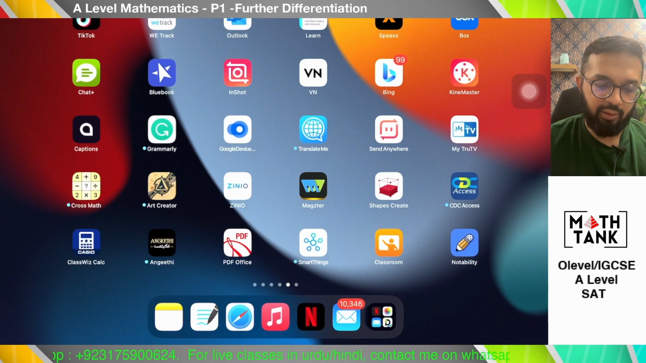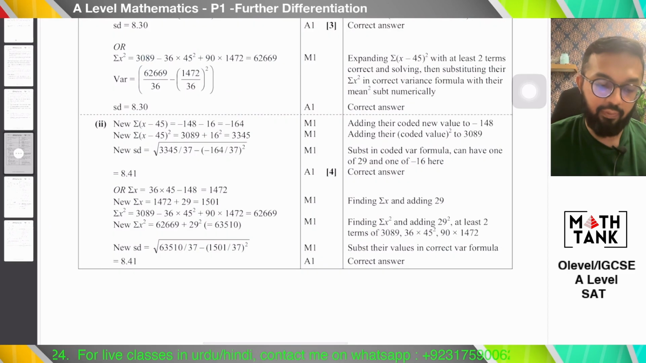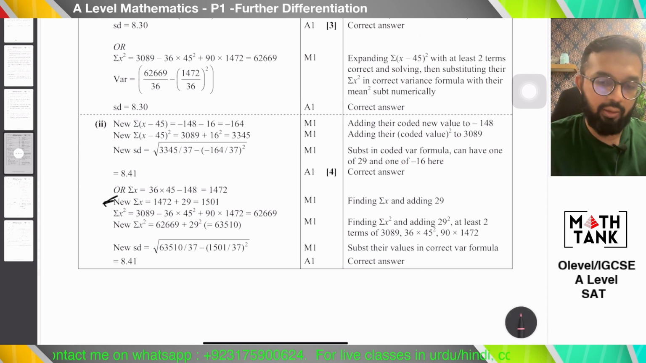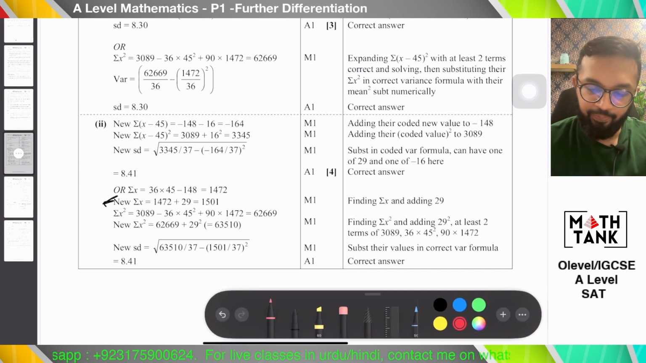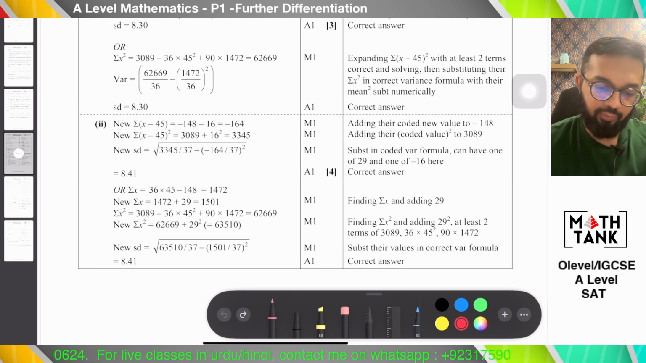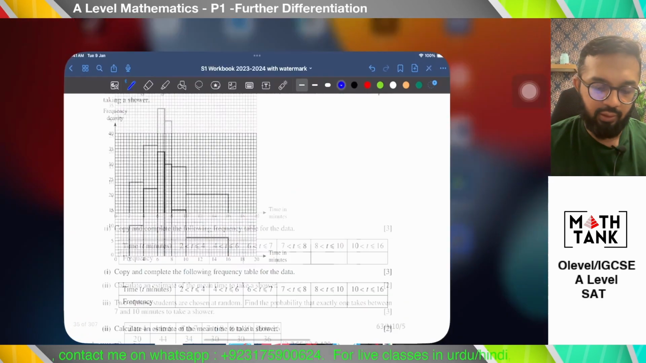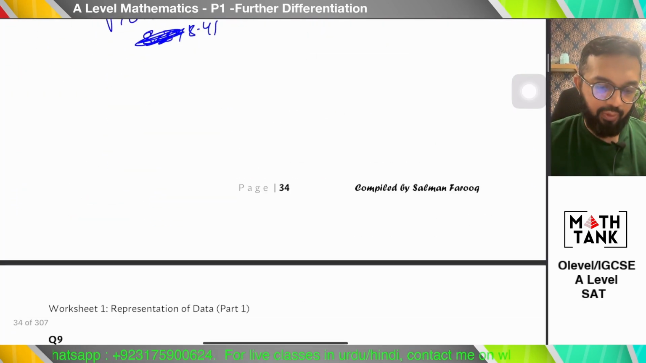You can also see in the marking scheme that there are two ways to do this question, whichever way you feel comfortable. I've done the first way for you. Then it says or here, and it goes on and calculates all those sum of x squares and everything, and then comes up with the final answer. Okay, moving on to question 9.